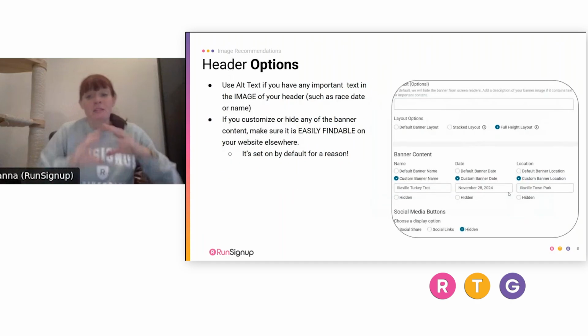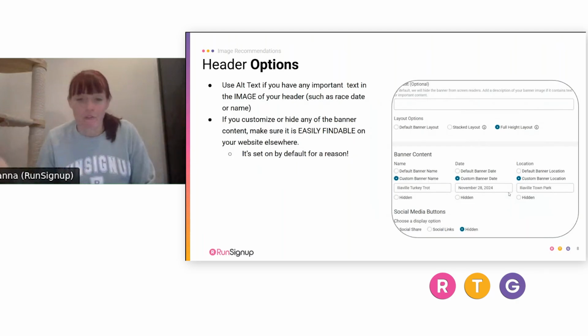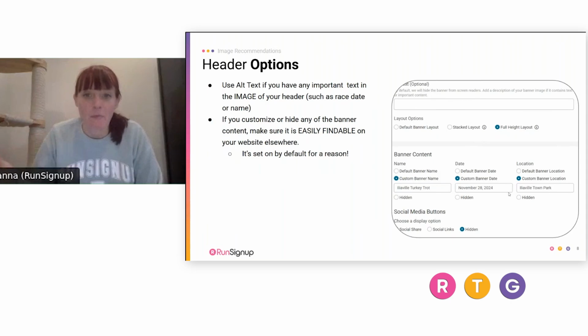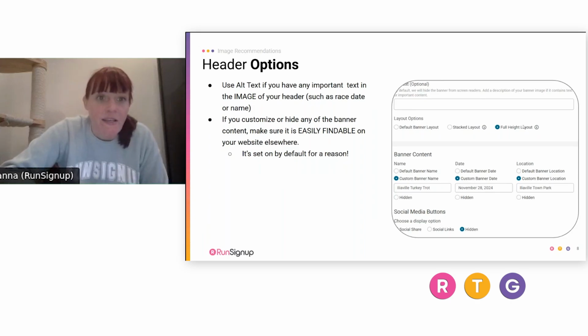Header options. These are going to be the big page banners that exist on your homepage, kind of the first introduction to your race. There's a couple of different options, and we just wanted to go through the different style options for them. These here are options that exist for all three of the header options you have: the default, stacked, and full height. As noted, there is an alt text field.